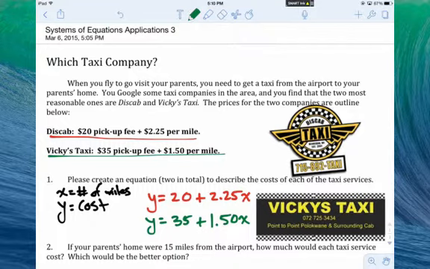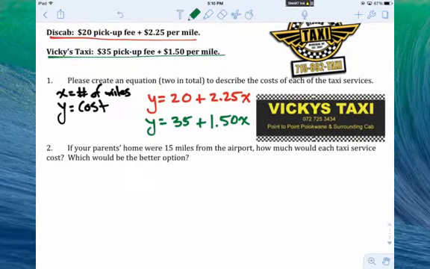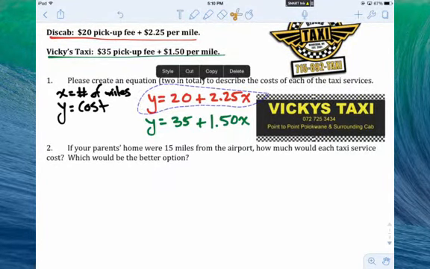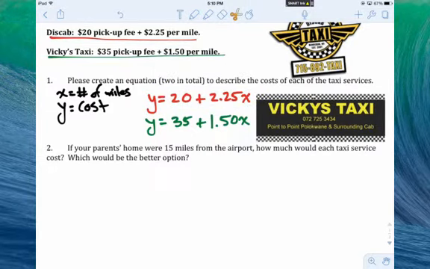But now let's ask some specifics. What if your parents' home were exactly 15 miles from the airport? How much would it cost? Which would you choose? Again, we're going to assume that the only factor you're considering is cost. That they have the exact same types of cars, the quality of the drivers is the same, and the customer service is the same, and it's just the cost that's going to determine which one we use.